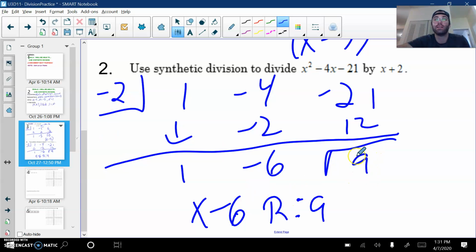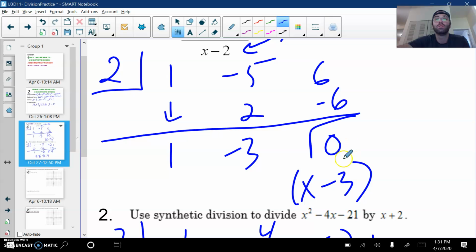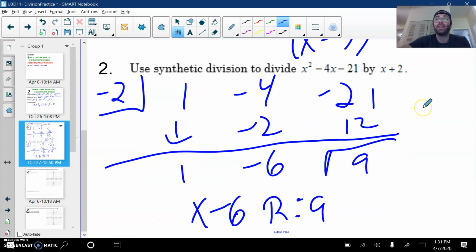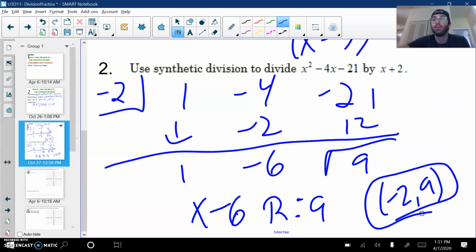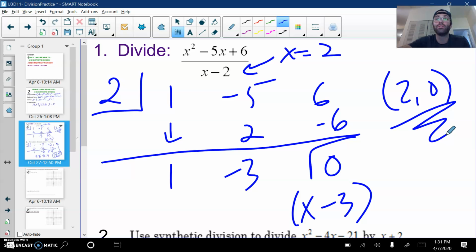Now, obviously, this was not a 0. That's okay. You can get a number here. That just tells you that when x is -2, the output is 9. Since this is a 9, I can actually write this as (-2, 9). Okay? That's what this is. The ordered pair is (-2, 9). If I plug -2 in, I get 9. Same idea here. This ordered pair is (2, 0). That's what our result is.